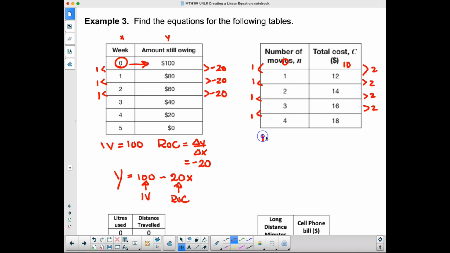So our initial value equals 10, and our rate of change equals what our y's go up by over what our x's go up by, so it's just 2. So if we're letting this be our y and this be our x, y equals our initial value of 10 plus 2 times x.